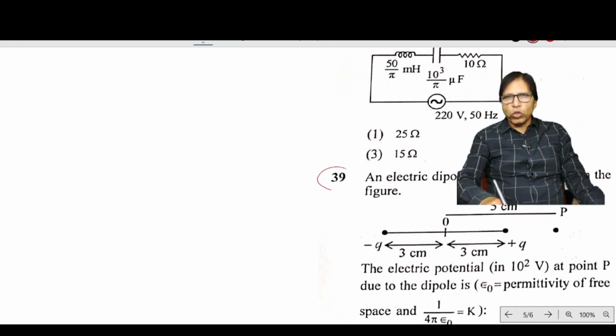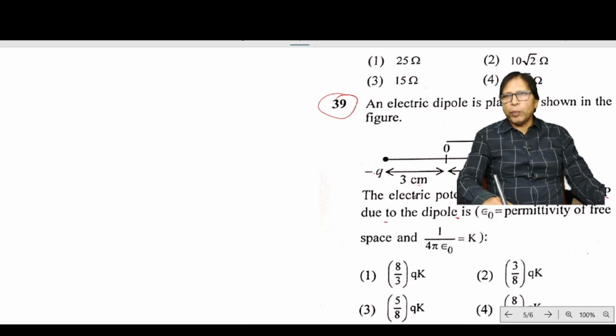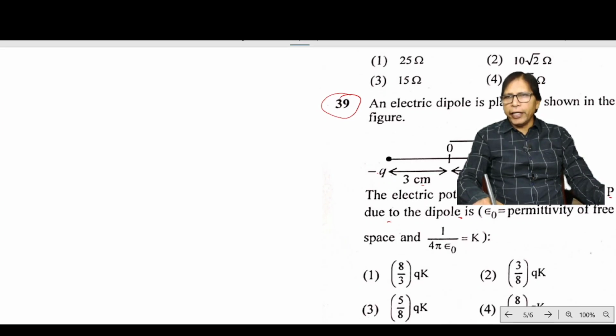Now look at this question number 39. Charges minus q and q are placed 3 centimeter from the center, so the distance between the dipole is 6 centimeter. The electric potential at point P, on the axis, due to the dipole is what?